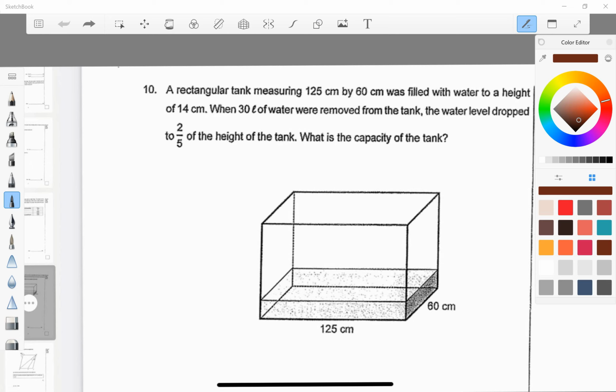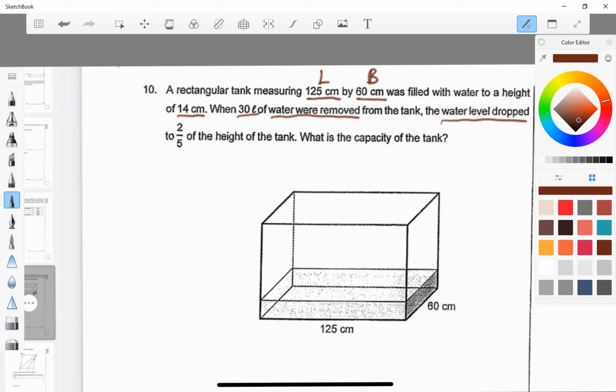A rectangular tank measuring 125 centimeters by 60 centimeters. I'll underline 125 centimeters, this is my length, and 60 centimeters, my breadth. It was filled with water to a height of 14 centimeters. Then they informed us that 30 liters of water were removed from the tank. This water is going to be taken out of the tank, and this caused the water level to drop to 2/5 of the height of the tank.